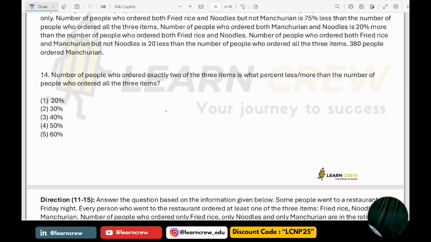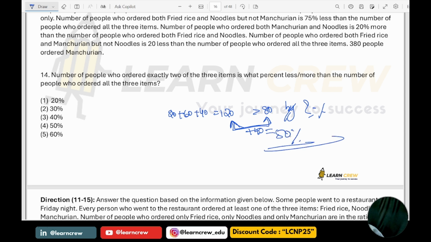Exactly two items is 20 plus 60 plus 40, which is 120. 120 is more than 80 by how much percentage? 120 is more than 80 by 40. Right? 120 is more than 80 by 40. 40 is what part of 80? Half. Half means 50 percentage. So the answer is 50 percentage.